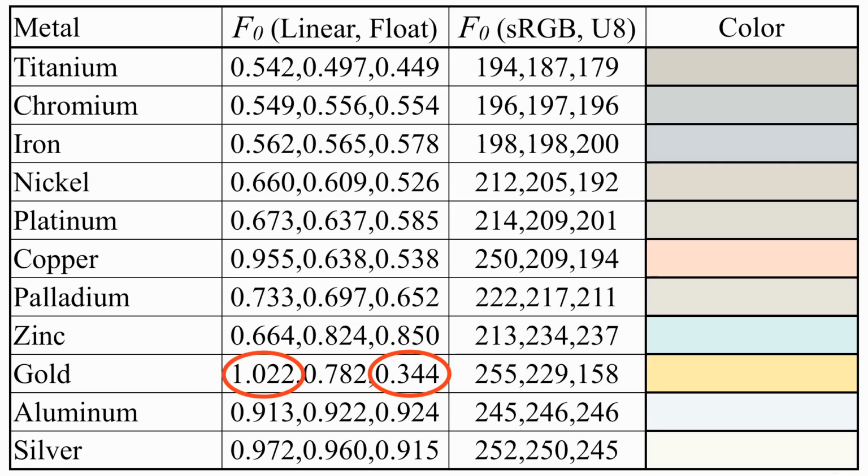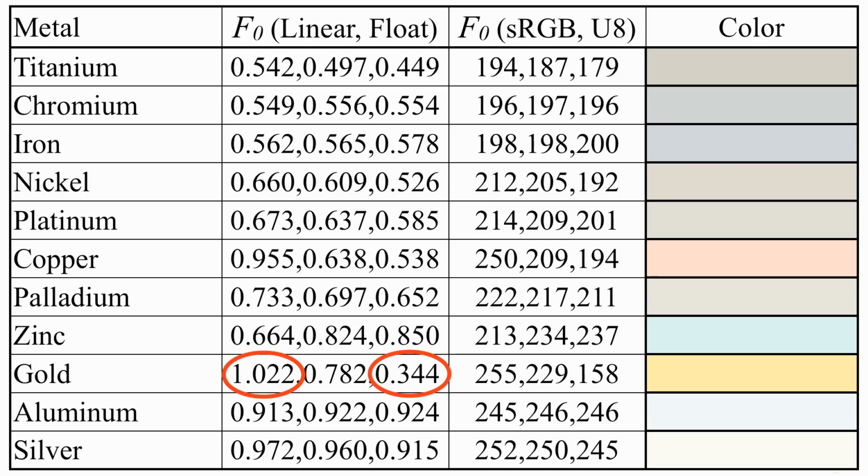Now, some metals are very strongly colored. Gold is a bit of an outlier in two ways. Its blue channel is unusually low, and its red channel is unusually high. In fact, its red channel is actually outside the sRGB gamut. So I show the value here, which is 1.022. In practice, you would just clamp that to 1.